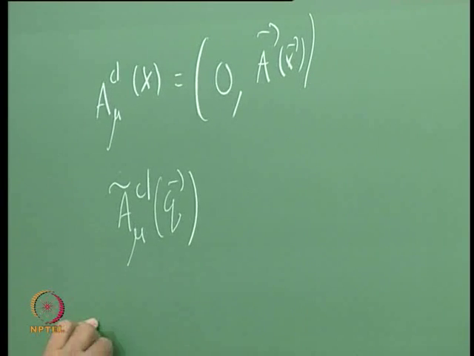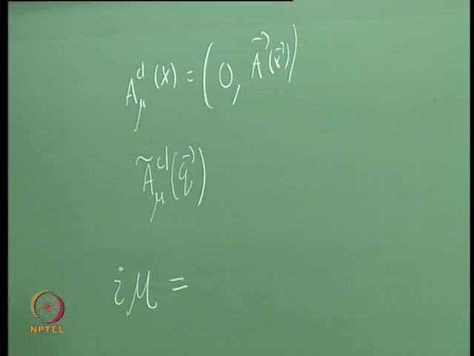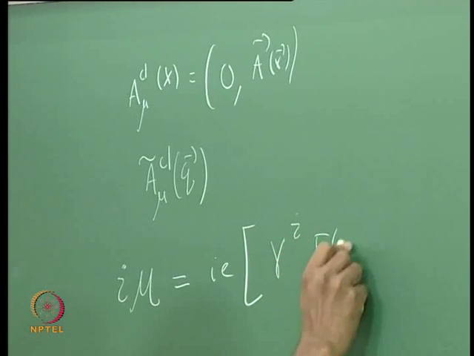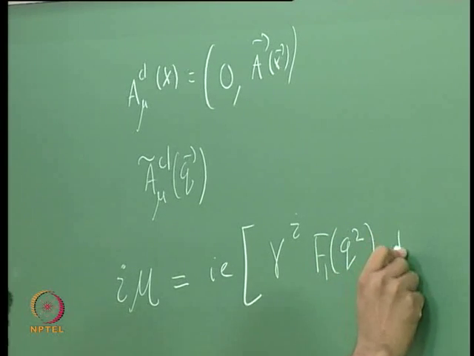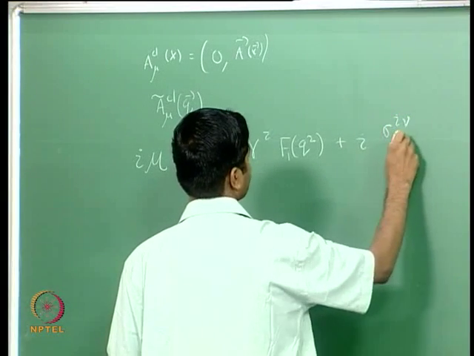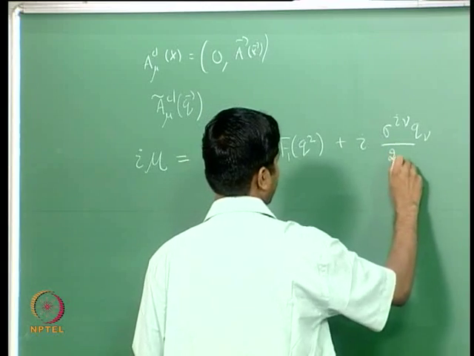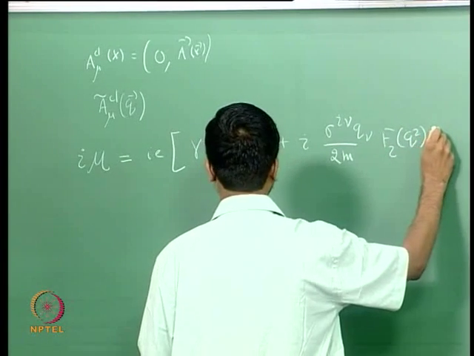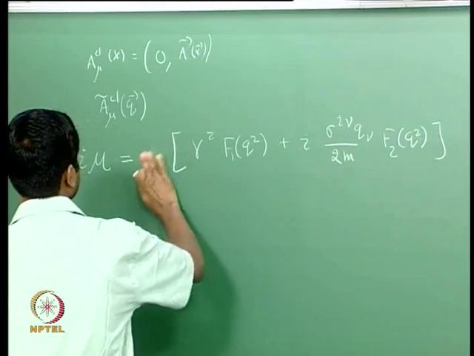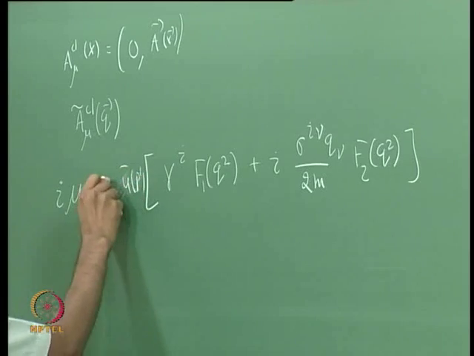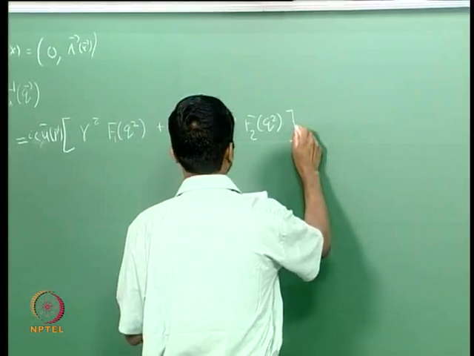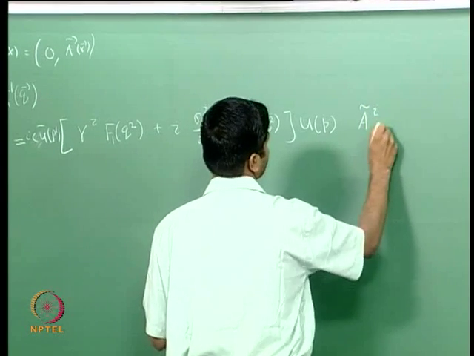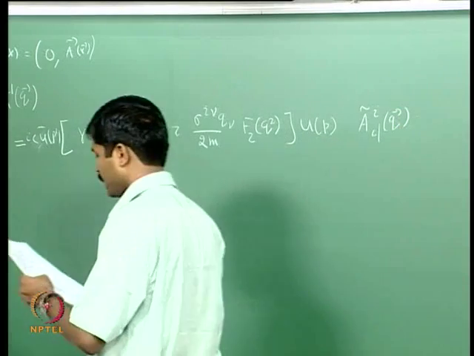the Feynman amplitude for the process is given by iM = ie γ^i f1(q²) + i σ^{iν} q_ν / 2m f2(q²), with ū(p′) ie u(p) Ã^i_cl(q). This is what is the Feynman amplitude.